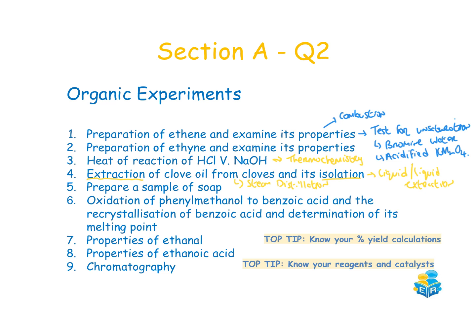Then number 5, it's to prepare a sample of soap. So that is your base hydrolysis of an ester, or your saponification. Number 6 here, you'll see it's split into parts as well. It's your benzoic acid, but it's the oxidation of phenylmethanol to benzoic acid, i.e. your preparation of benzoic acid.